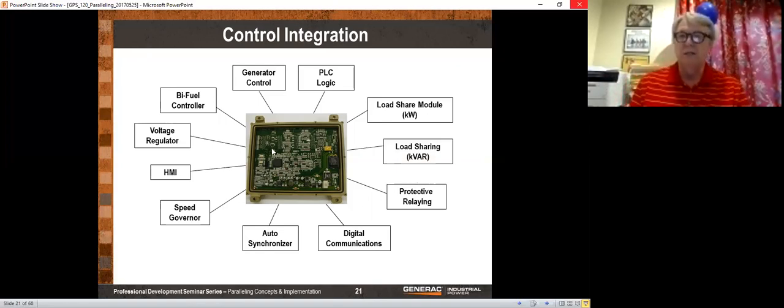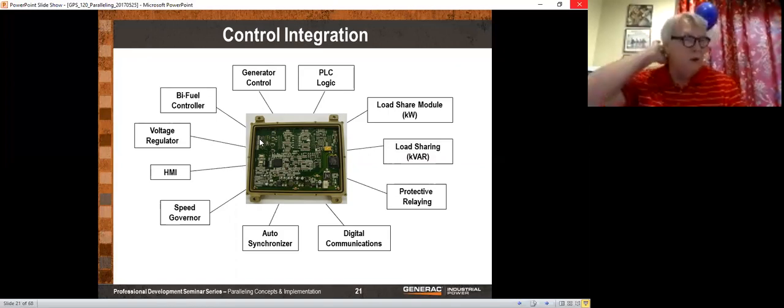So this was the first generator controller to use a high-speed 32-bit processor. Everything's surface mount. Of course, we've taken the cover off here, but you can see the seal there, and everything is inside of a metal enclosure, vibration mounts, completely sealed. It's got your PLC logic in there. It's got the generator control in there. It's got your bifuel controller. That would be if you had a generator that ran on both diesel and natural gas.